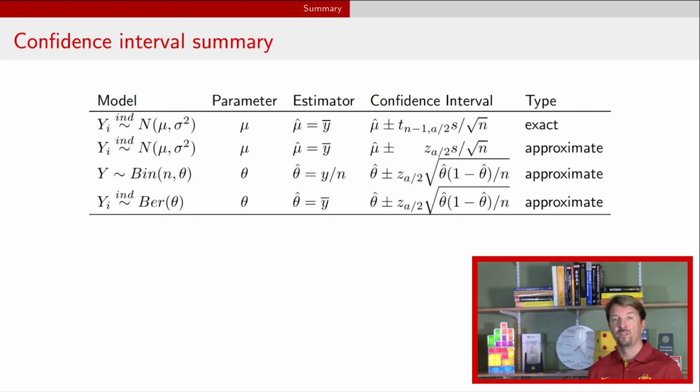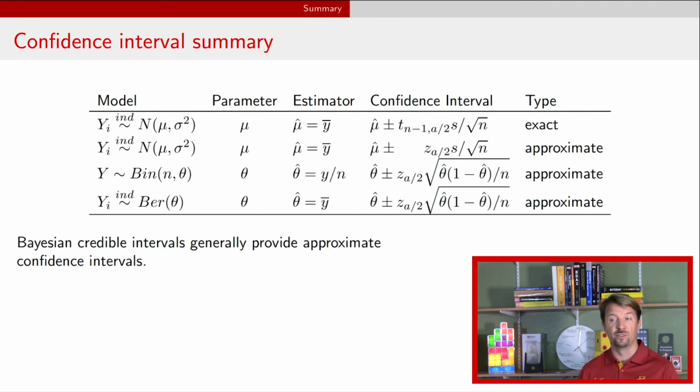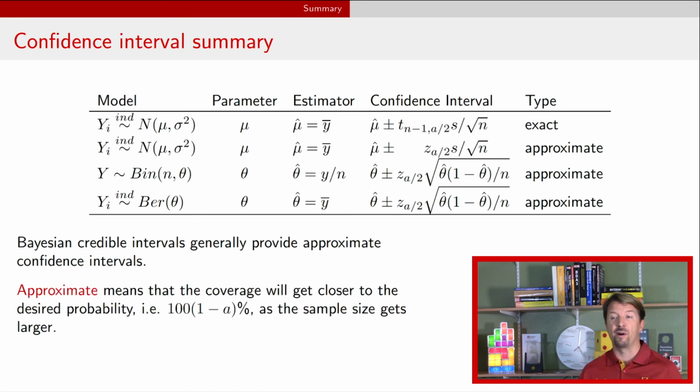All right, now previously we've talked about a number of ways of constructing credible intervals, and it turns out that the ways that we've constructed them in our default ways with our default priors, those credible intervals also provide approximate confidence intervals. And what do we mean by approximate here? That's the other thing to keep in mind. What we mean by approximate is that the coverage of those intervals will get closer and closer to our desired coverage as the sample size gets larger.